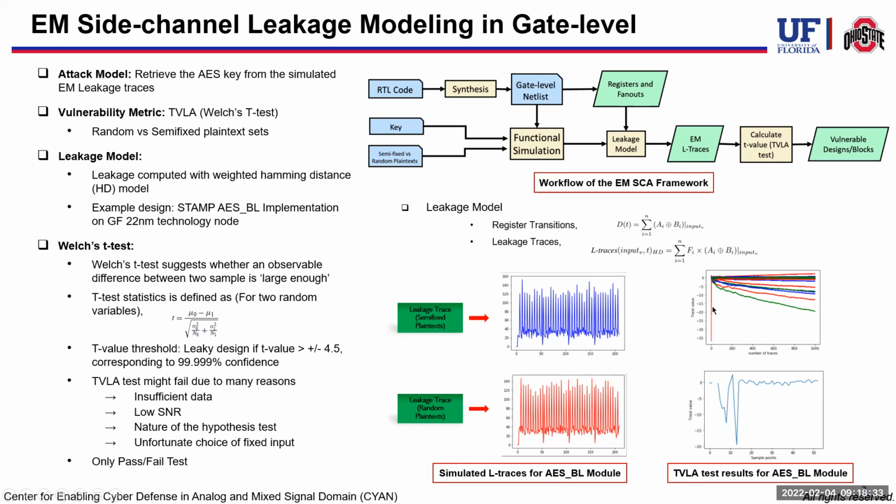In this example design, we see that as the number of traces increases, the leakage for some of the time stamps increases. As you can see here, for some of the time samples we find the leakage is very high, and for others it's not so much. So the t-test can only give a pass or fail value of whether the design is leaky or not.